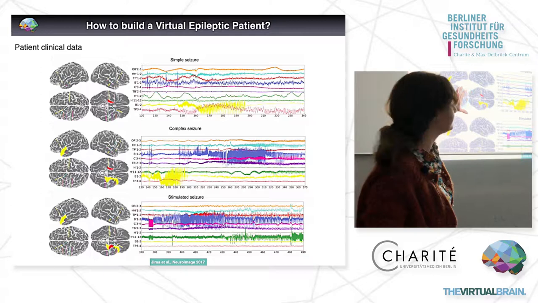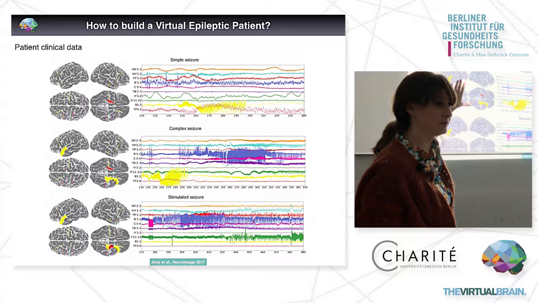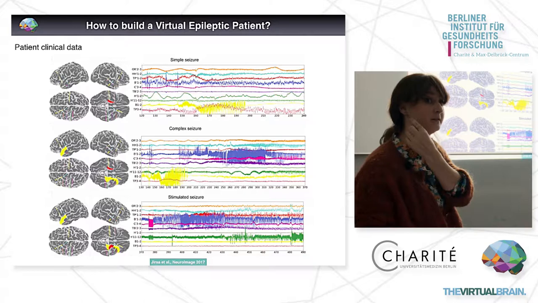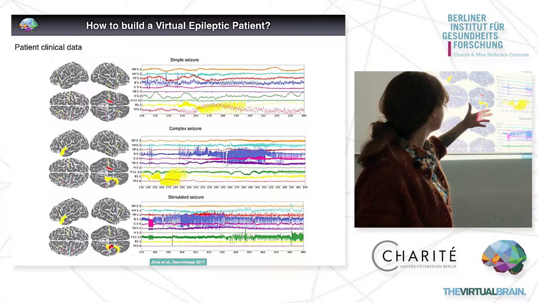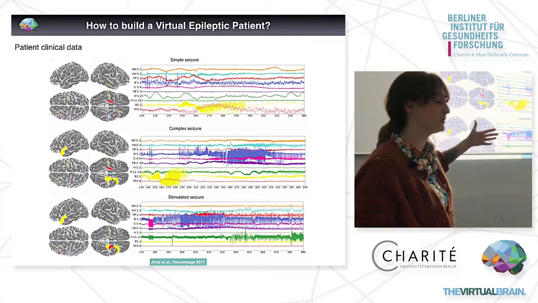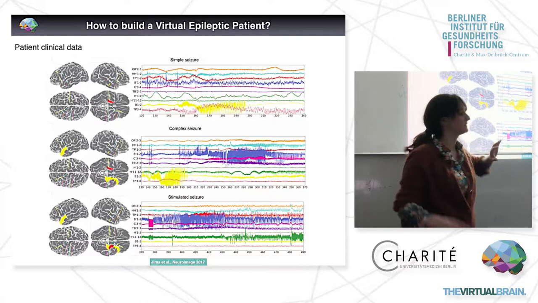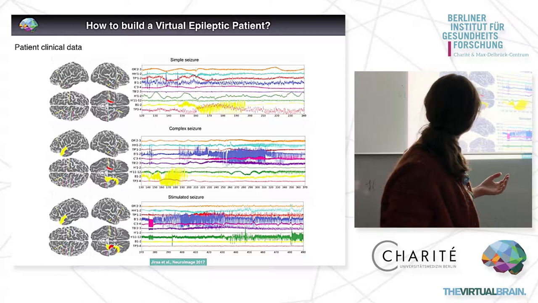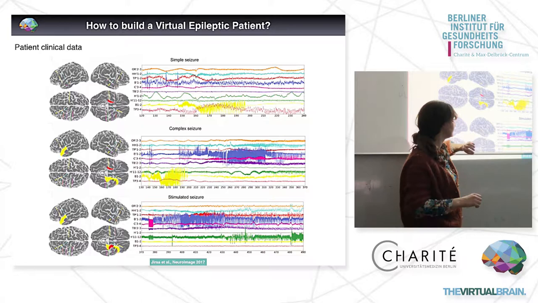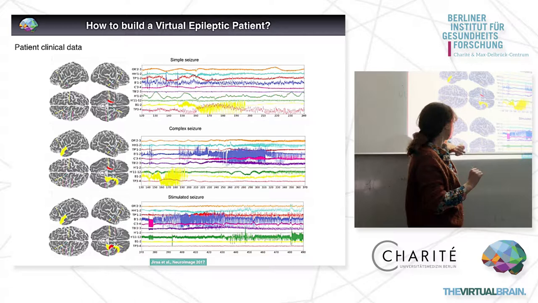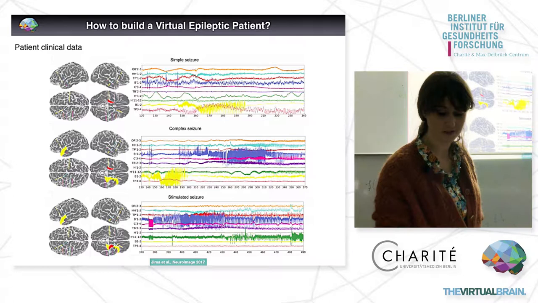She has two types of epileptic seizures. On the top, the seizures start in the right hemisphere, actually where we have only two electrodes, and stay there. It's what we call simple seizures. But she also has some complex seizures. Again, the seizures start in the right hemisphere, but this time they propagate to the left hemisphere, and she has what we call a generalized epilepsy. And the last, the bottom panel, is when we stimulate. We stimulate in the left hemisphere, and we see that we have these propagations. So we have also a focus in this area. So what we want with TVB is to reproduce the activity of the patient.